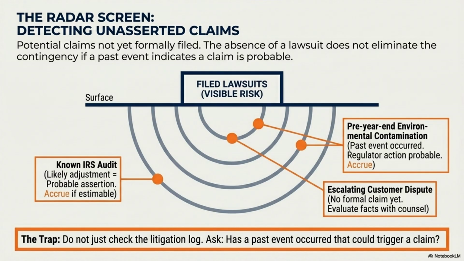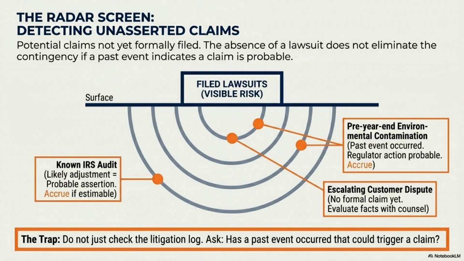Three examples on this slide. First, a known IRS audit where adjustment is likely. A probable assertion from the IRS is a contingency, even before any formal notice arrives. Accrue it if you can estimate the amount. Second, pre-year-end environmental contamination. The contamination is the past event. If regulatory action is probable and cleanup costs are estimable, you accrue now. You do not wait for a notice of violation or a regulator's visit. Third, an escalating customer dispute where no formal claim has been filed yet. Evaluate the facts with counsel and accrue if the analysis supports probable and estimable.